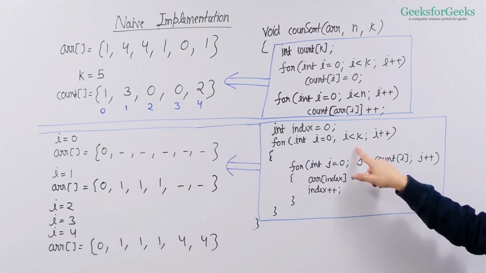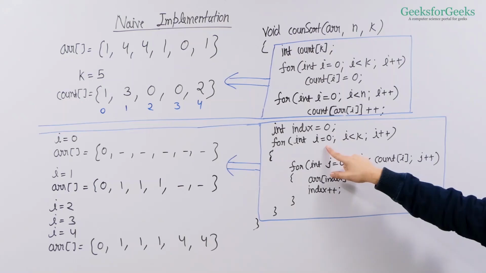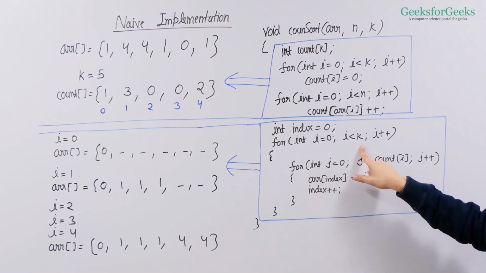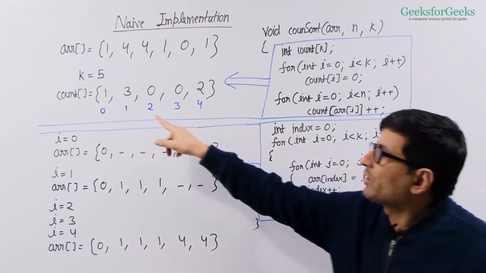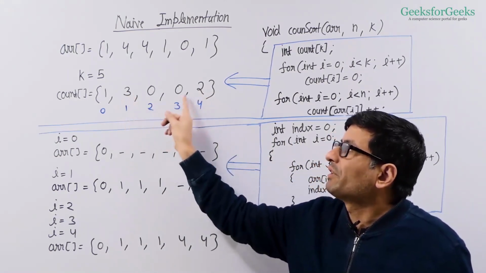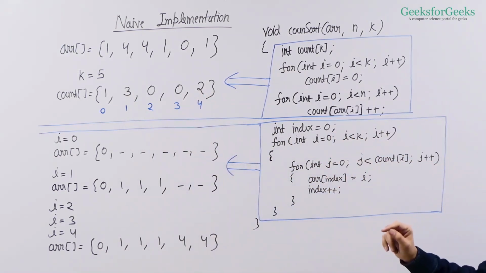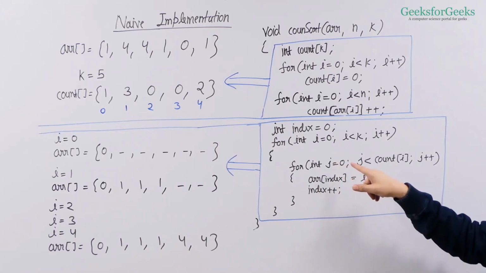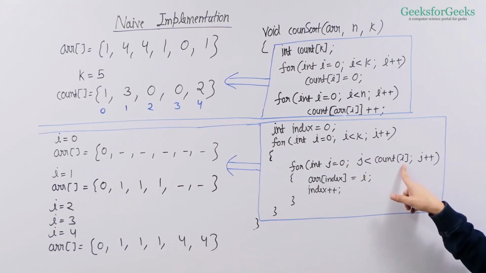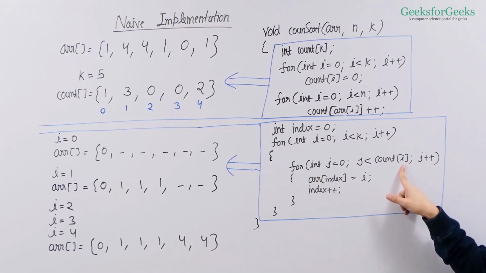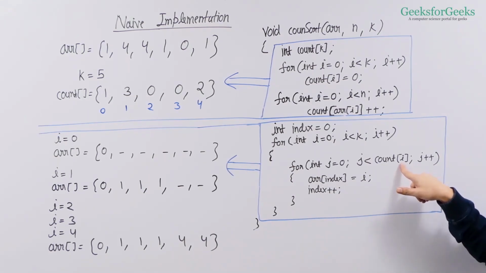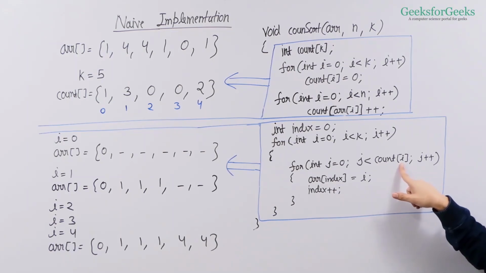We are running a loop that traverses through every element of count array. This loop runs from 0 to k minus 1. This loop is basically going to run through this count array that we have built. And inside the loop, it runs another loop that runs count[i] times for an index i in the count array. And that tells you how many times this i appears in your input array, right? That's what count array meaning is.